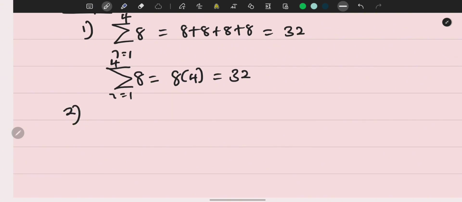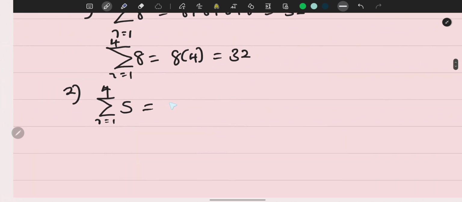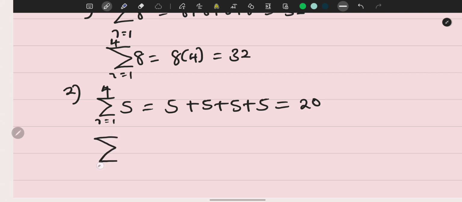So let's consider another example on this. Let's say we have i equals 1 to 4 again, then let's say we have 5 here. So what this means is that we're gonna have 5 in 4 places, and we take the sum, which is 5 plus 5 plus 5 plus 5. So this will give us 20. Using the first formula now, this can also be written as 5 times 4, and this is 20. Okay, so that is the first thing.